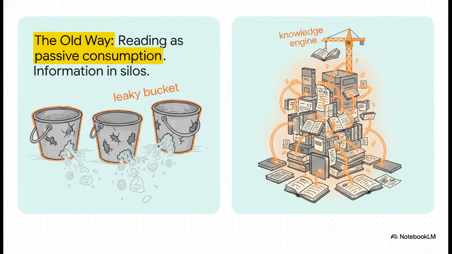And that brings us right back to where we started. The old way, that leaky bucket we talked about, that's reading as just passive consumption. Ideas get trapped in silos, one book at a time. But this new way? This is reading as active knowledge creation. You're not just consuming, you're building an asset, a personal knowledge base that doesn't leak but actually compounds and becomes more valuable the more you feed it.